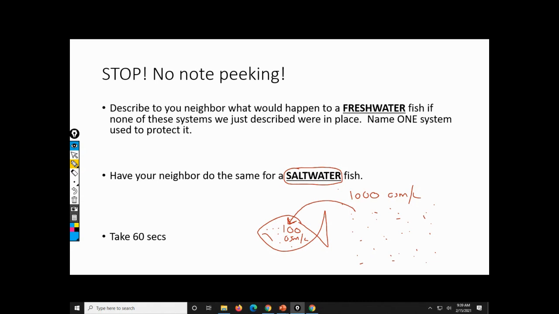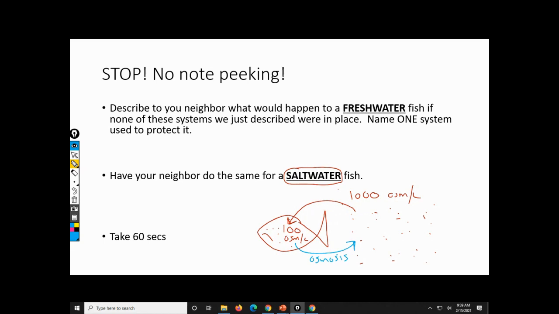What direction does the water want to flow? Where is there more salt? Outside, right? And so water always wants to dilute the most salt. So water is going to go towards the highest concentration of salt.